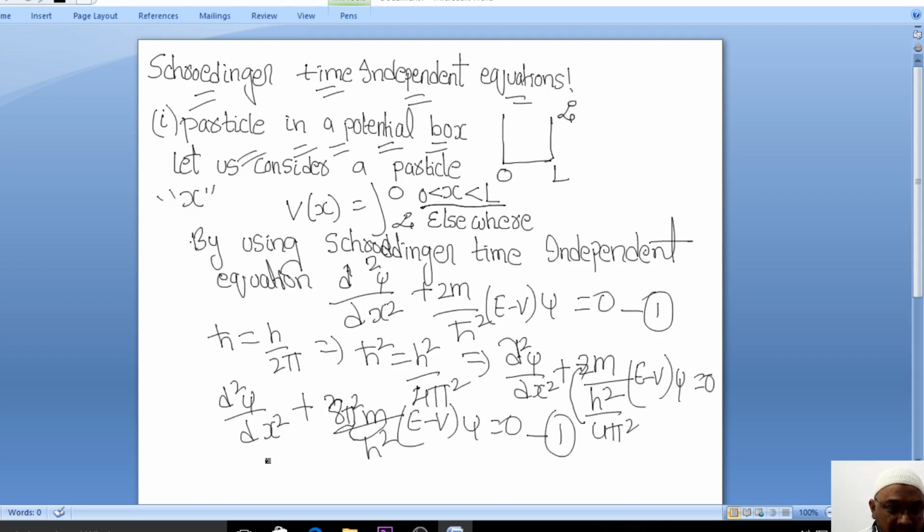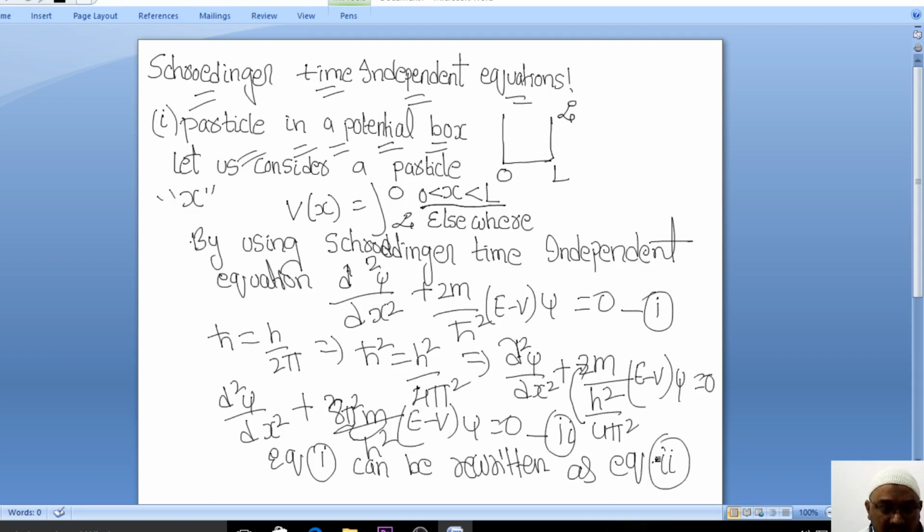Why? See this equation 1 and this equation 1 are similar. Let us consider this is equation 1 and this may be equation 2. So equation 1 can be rewritten as equation number 2.